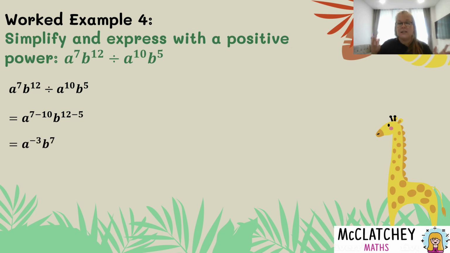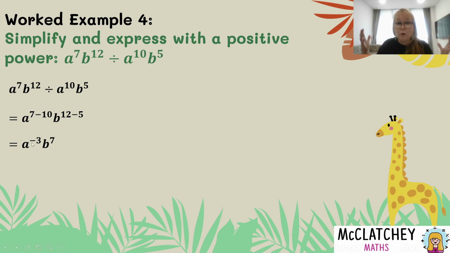Now we've got this far, but the question also says express with a positive power. A lot of people will leave it here because they aren't sure what to do next because they haven't memorized the rule. You've got to get it into your head. So have a look at the question. A has a negative power, B does not. So B is not going to change at all because B's already got a positive power. We don't need to do anything with B. We do need to turn this part here into a fraction.